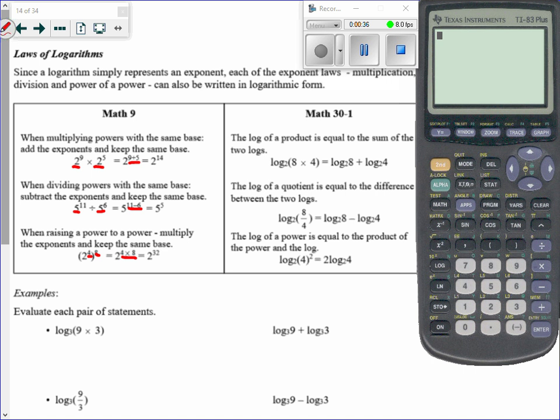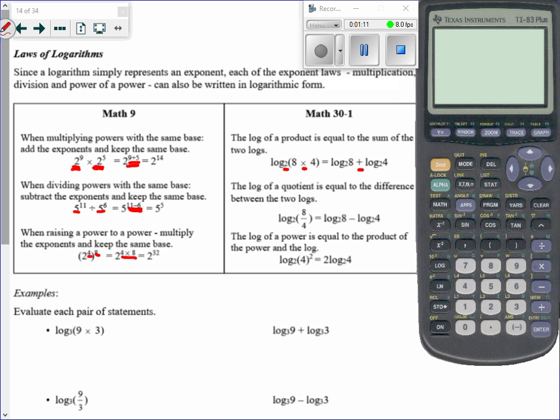So it's the same thing as when you multiply two of the same base and you add the exponents. The log of a product, so when you're multiplying inside the log in the same base, and you see the multiply sign, is equal to the sum of those two logs. So you take each log separately and you add them together, just like you added the exponents when you were multiplying with exponents. When you divide with exponents, you subtract the exponents, as long as you have the same base. The same thing with a log.